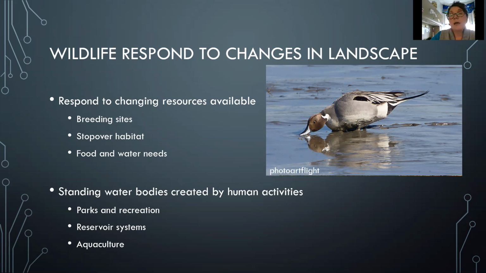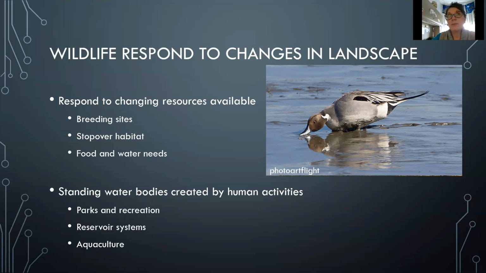So one of the ways that we've changed landscapes is by modifying standing water bodies. And we've created them in a lot of instances or potentially diverted waters. But we do this in order to improve our ability to recreate. We've created reservoirs that we use for municipal water and hydroelectric, things like that. But another way that we have modified standing water is the creation of aquaculture facilities.